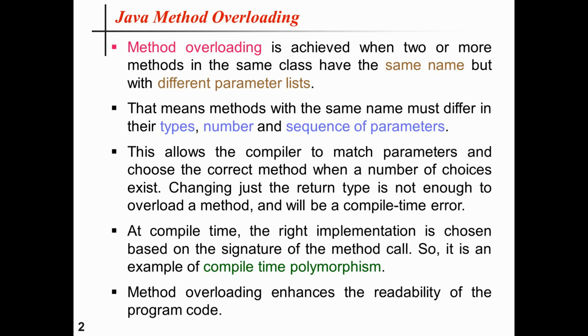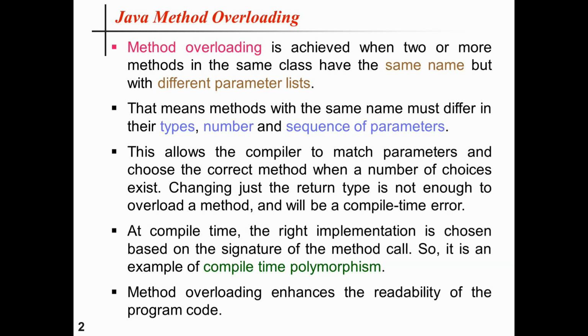Within the same class, two or more methods may have the same name but with a different parameter list. This signifies that methods with the same name must differ in their types, number and sequence of parameters. This particular concept I will be demonstrating a little bit later. This concept allows the compiler to match parameters and choose the correct method when a number of choices exist.